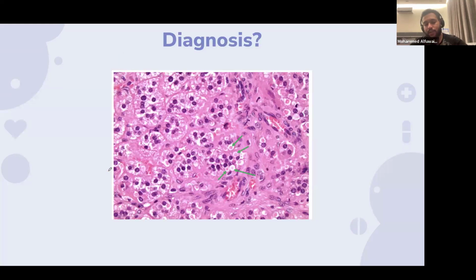Now, in this case, this patient has hypertension, hypernatremia, and hypokalemia. You do renin-aldosterone ratio. It is high aldosterone, low renin. What's your diagnosis?